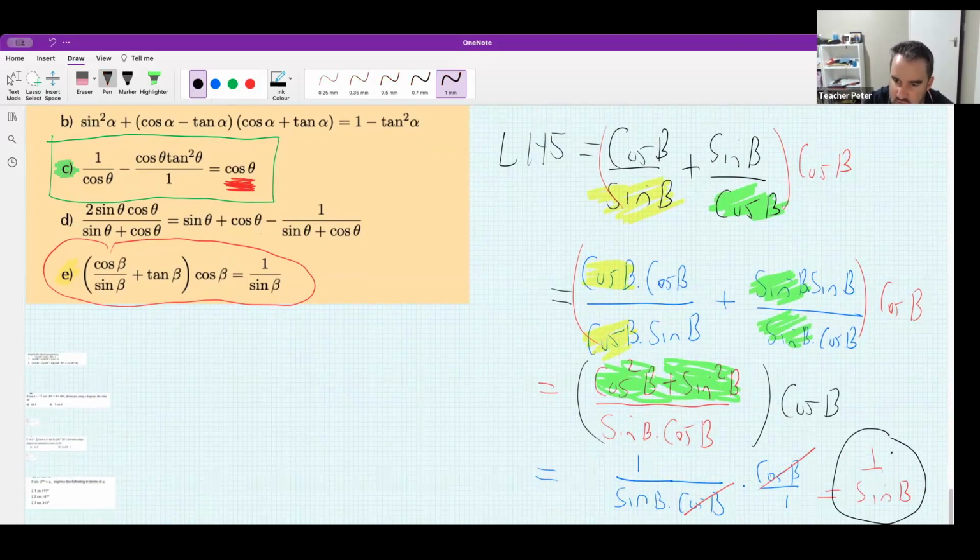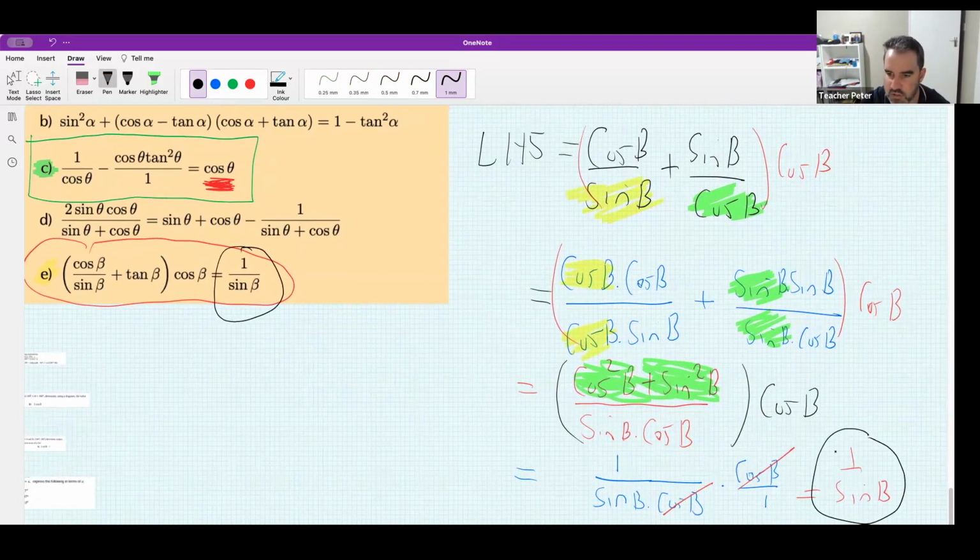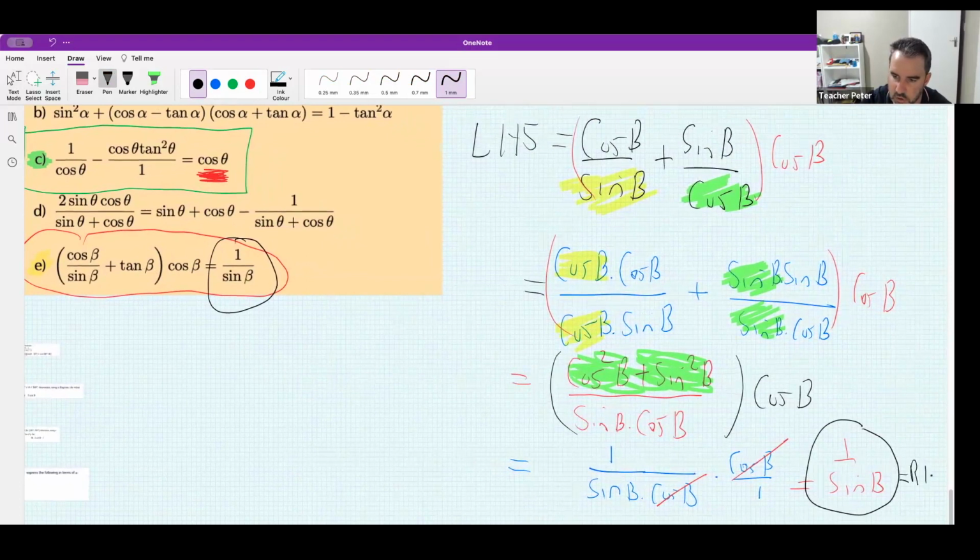So that is the right-hand side, which I can see over here. So I would just say equals RHS. So today's lesson has been rather interesting. We've done some quite tough trig identity questions.